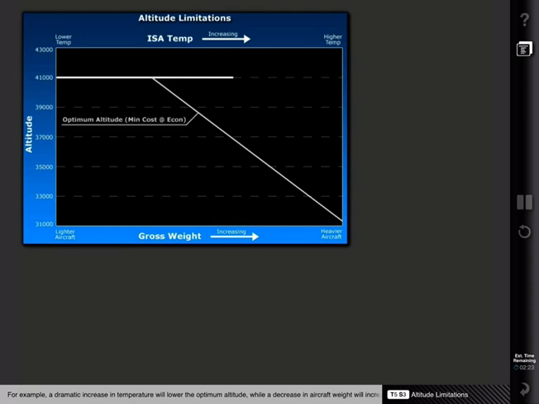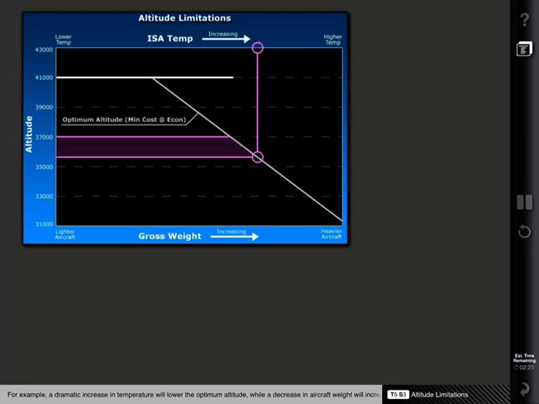For example, a dramatic increase in temperature will lower the optimum altitude, while a decrease in aircraft weight will increase the optimum altitude. Therefore, when flying at optimum altitude, crew should be aware of changes to both aircraft weight and environmental conditions.